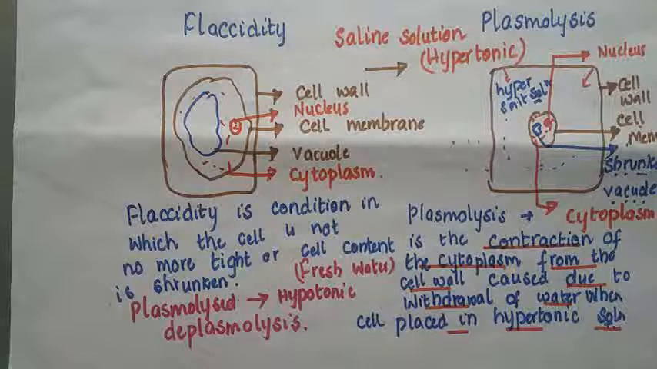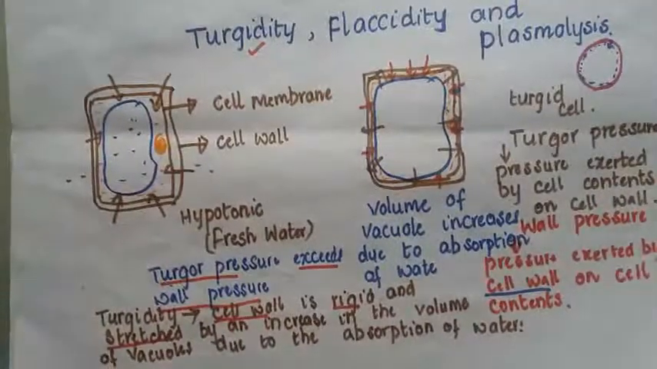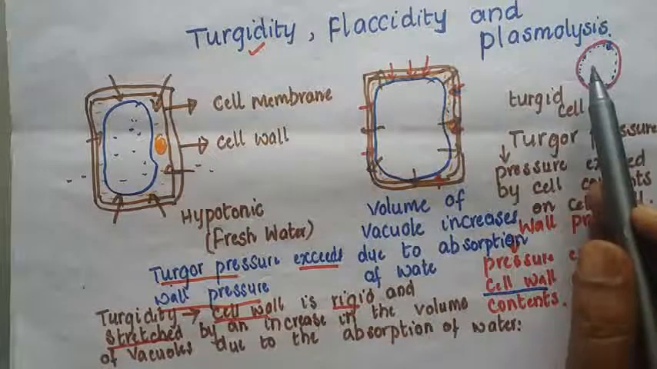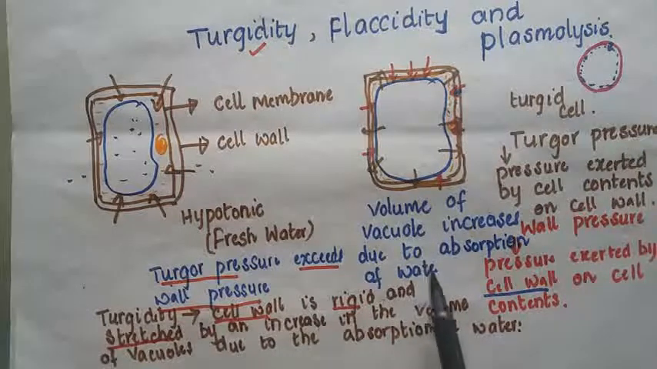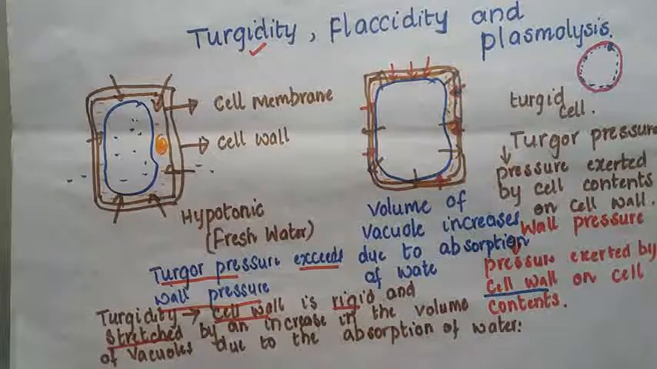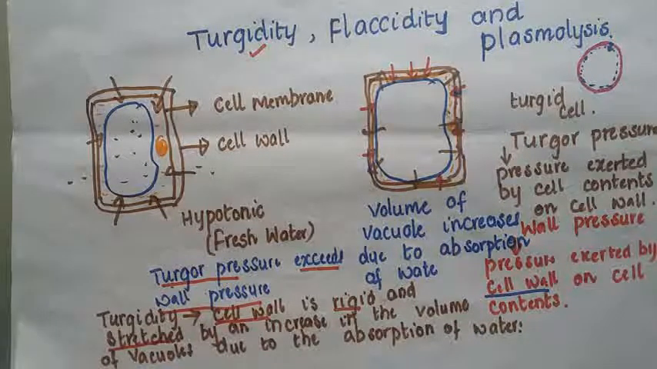Fine, children? So these were the three phenomena observed in plant cells: turgidity, flaccidity and plasmolysis. Children, the definitions must be learnt as they are. So understand the concept and then you can define the words easily. Use the proper words and then you can write the definitions. Is it clear, children? Now, based on this, you can have a number of give-reasons questions based on the phenomena that I have taught you.